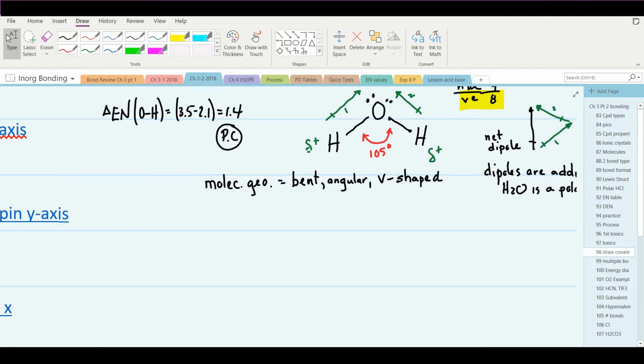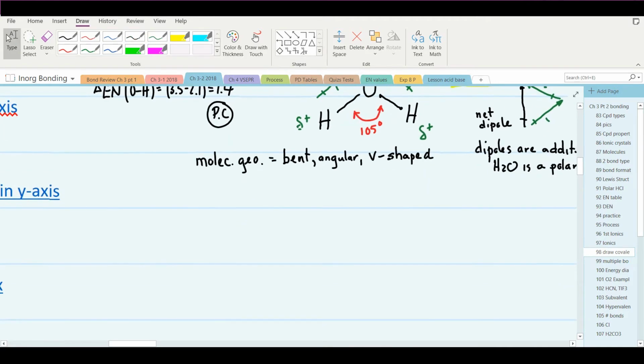Next, we want to draw an ammonia molecule. Ammonia has the formula NH3. So that's group 5A and group 1A. 5 electrons plus 1 times 3 is 8 valence electrons.